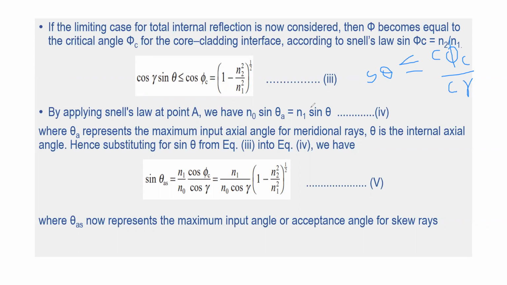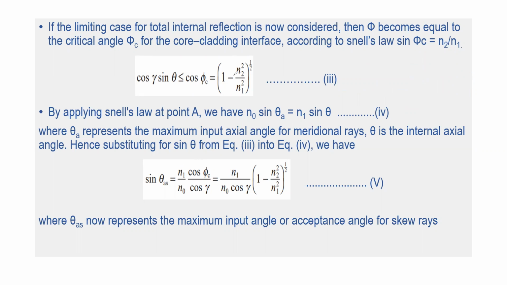Using this, sin theta is replaced with n0 by n1. Okay, you have removed this. So sin theta is replaced with this formula that becomes A, and this n1 goes to the top over here, n1, and this n0 comes to the denominator over here, n0. Okay, this is what you have observed over here. Instead of A, we are writing AS because we are using theta A for meridional representation and theta AS for skew ray representation. Okay, now it has become in this way.